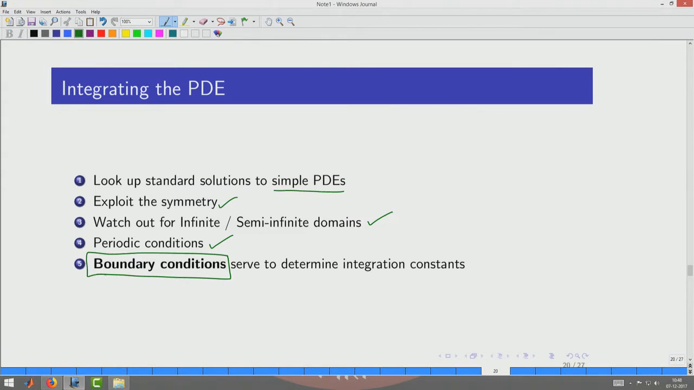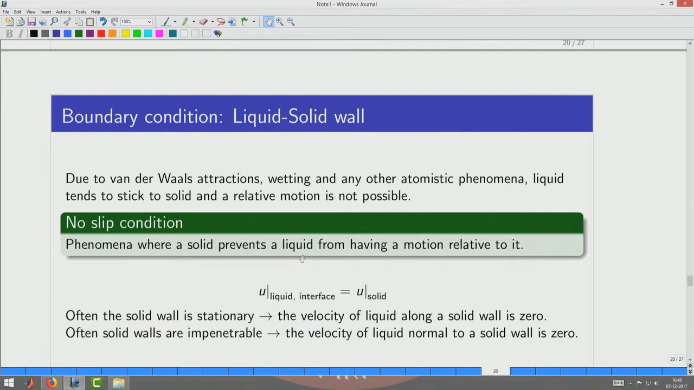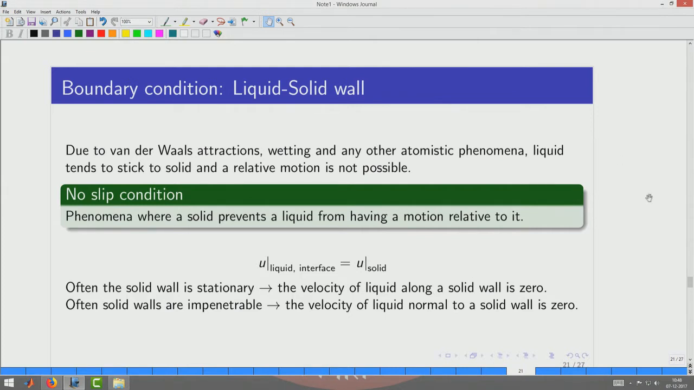Now, just a couple of minutes on the boundary conditions that we encounter in flow problems. So, normally we have a container in which the liquid is flowing. So, the most popular boundary condition that we encounter is that liquid is present near a solid wall. So, this boundary condition is very important, and it is often referred to as the no slip condition. The reason is as follows: the liquid, usually because of the van der Waals interactions, because of the wetting phenomenon and any other problems that are associated at the atomic scale, we can actually assume that the liquid is stuck to the solid. Okay.